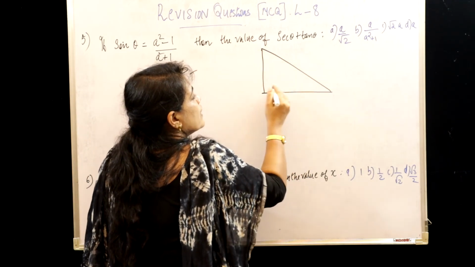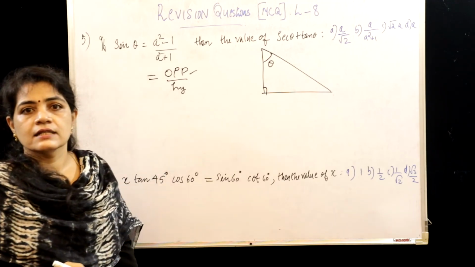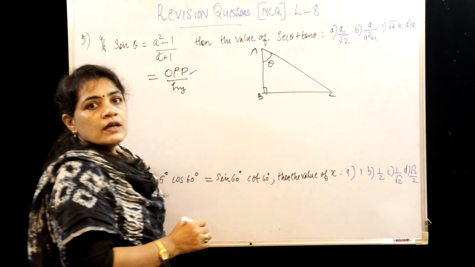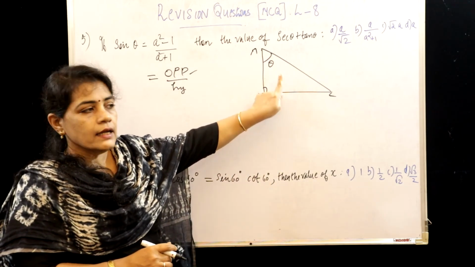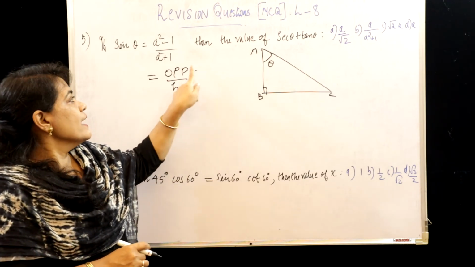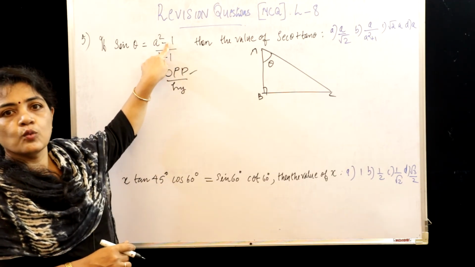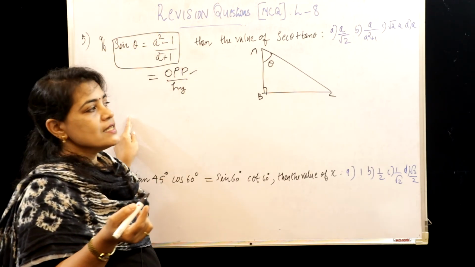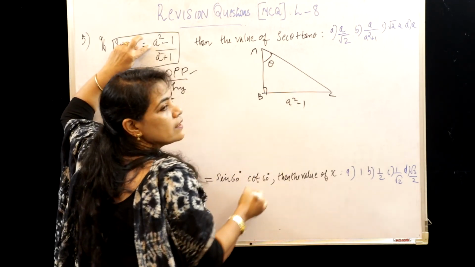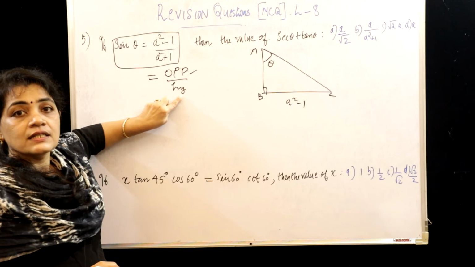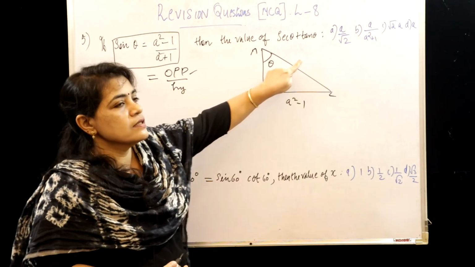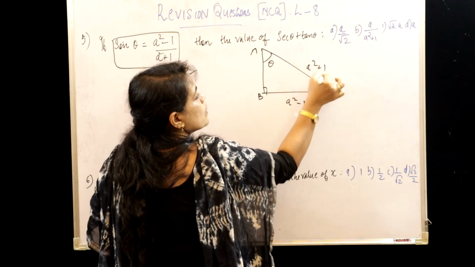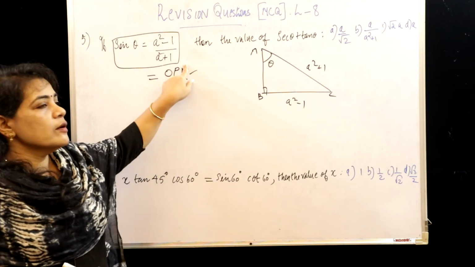You can select any of the acute angles as the reference angle. So if this is right triangle ABC, with respect to this angle theta, its opposite side is a square minus 1, from the sin theta. In the numerator take the opposite side, that is a square minus 1, and the hypotenuse is the denominator. The hypotenuse is the longest side, the side opposite to 90 degrees, that is a square plus 1. Sorry, yes, plus 1. A square plus 1.